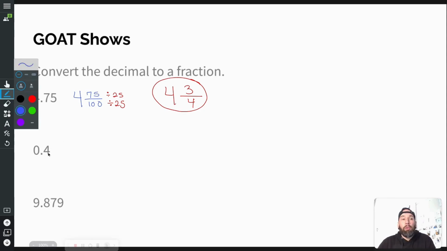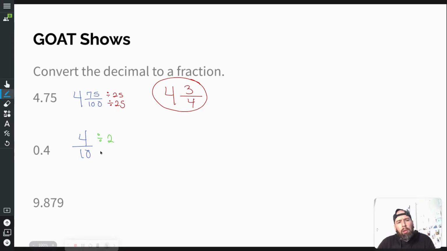How do I read that? 4/10. So I'm just going to write out 4/10. No number in front of it. You could divide both of those by 2. 4 divided by 2 is 2. 10 divided by 2 is 5. You're done.